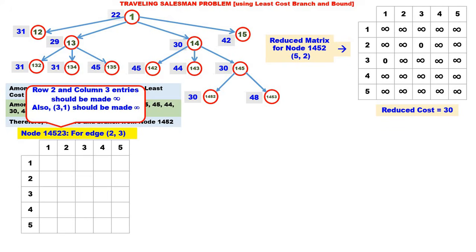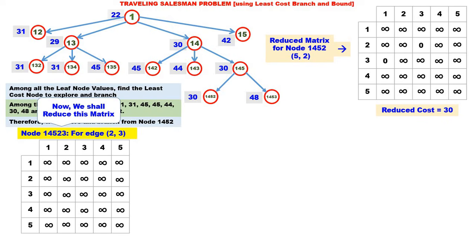Row 2 and column 3 entries should be made infinity, 3, comma 1 should be made infinity. And remaining values you copy from the reduced matrix of node 1452. Now you can observe all the elements of the matrix are infinity. Therefore, there is no question of reduction at all. So reduced cost will be 0 straight, because when all the entries are infinity, nothing doing.